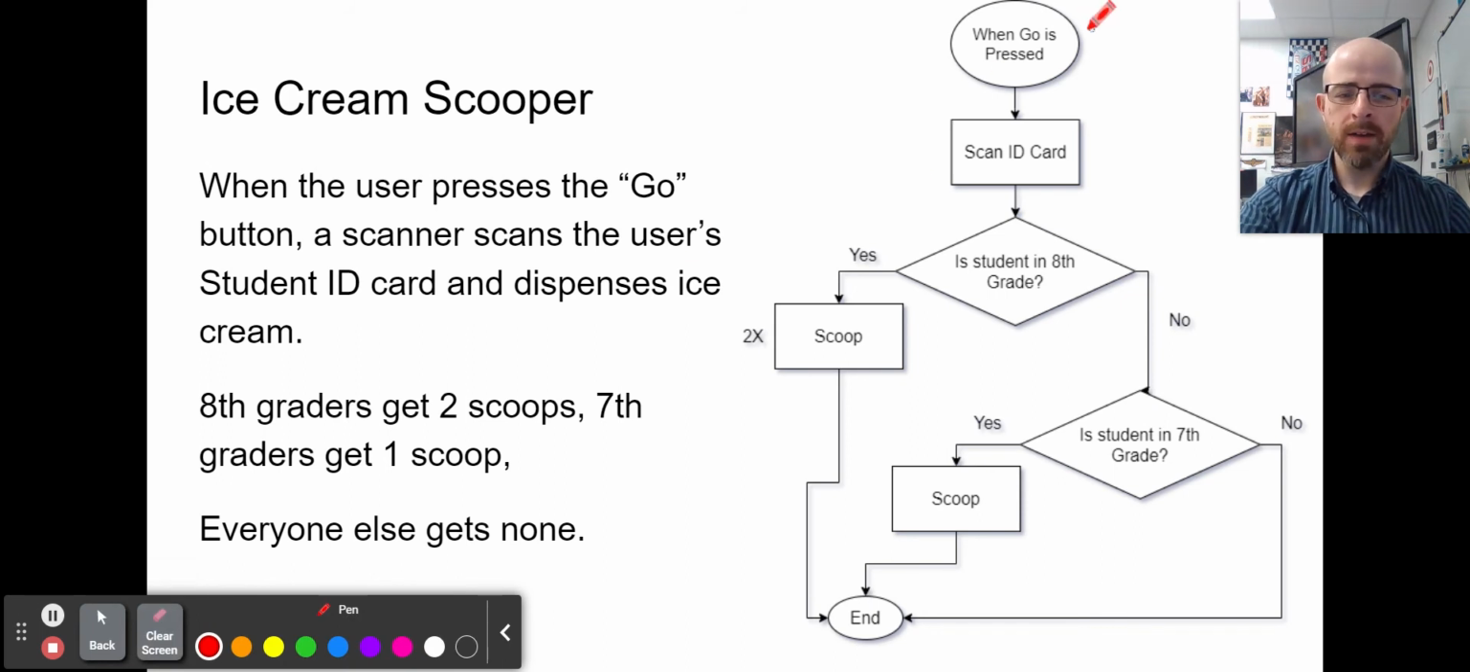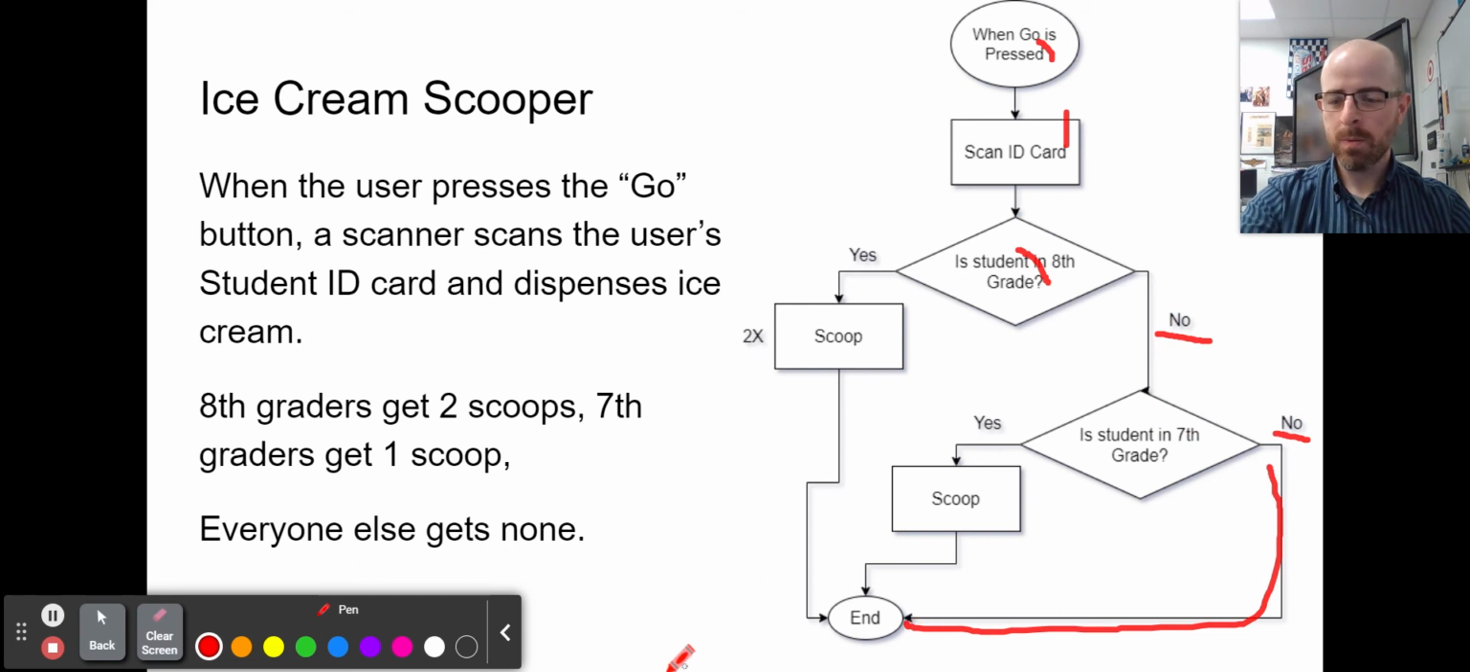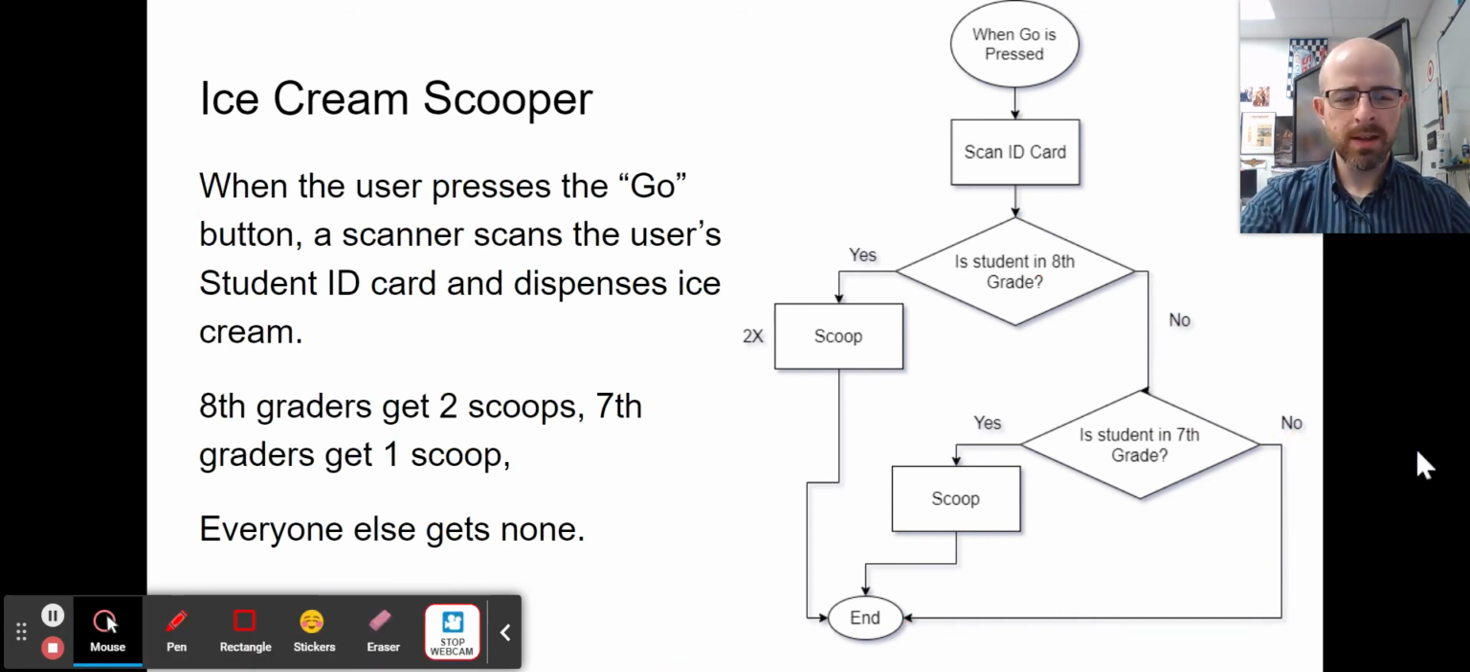So let's imagine I have a sister who is in 6th grade. All right, let's do this. When the go button is pressed, scan the ID card. Is she in 8th grade? She is not. Is she in 7th grade? She is not. Therefore, no scoops. So 3 different outcomes gets more than 1 yes or no question. Okay, that was probably the hardest one we'll do. Let's go on to the next one.